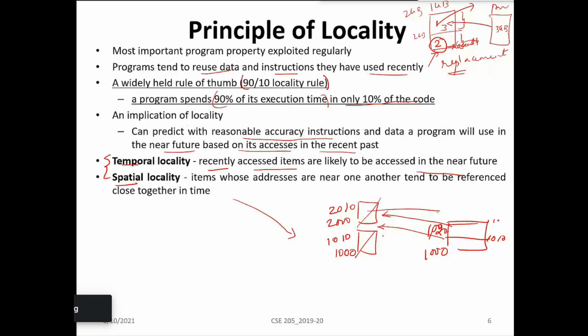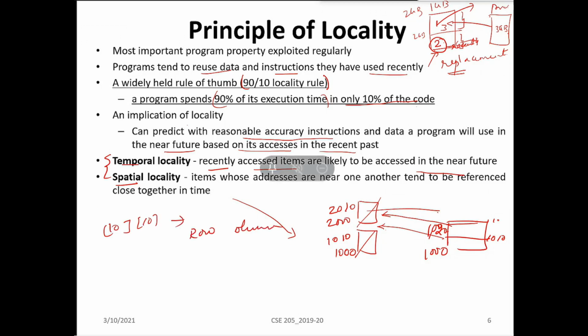They will also say this with respect to arrays. Suppose you are defining a two-dimensional array. You might have heard of two things, right? One is row major order, another one is column major order. Is there any difference between these two things?